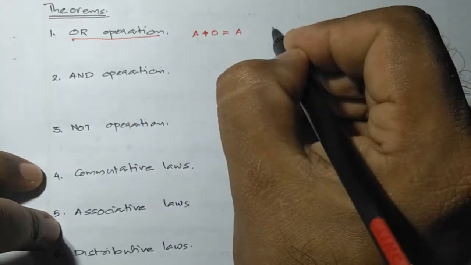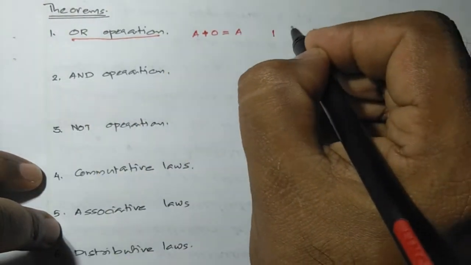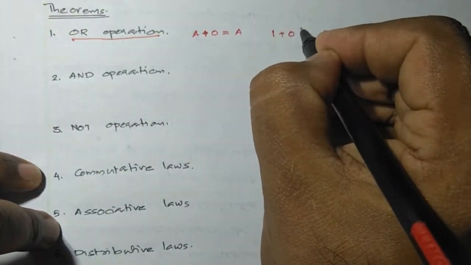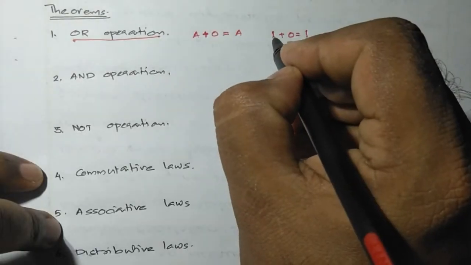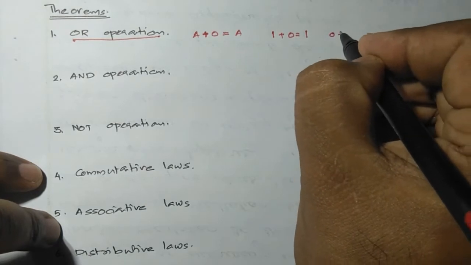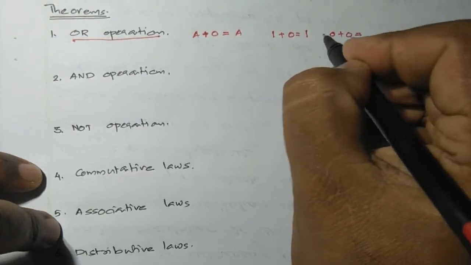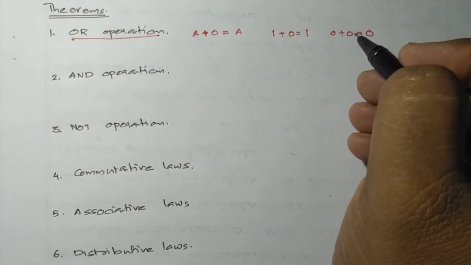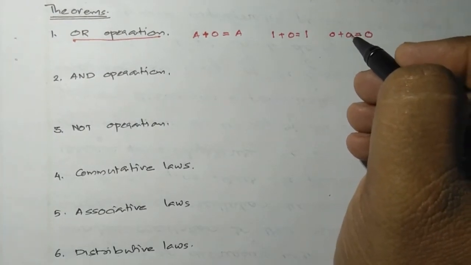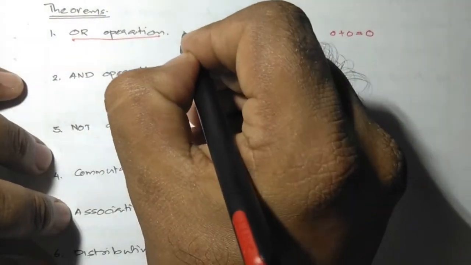Let A be 1. 1 OR 0 will give you 1. If it is 0, 0 OR 0 will fetch you the same result, 0. So this is the basic logic behind the first theorem.